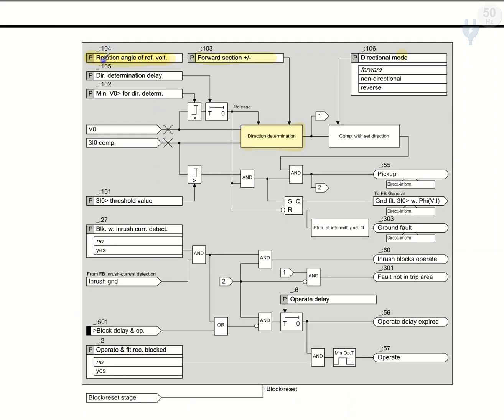In the previous session, we discussed the rotation angle of V reference and how much we should give the settings. We discussed what the rotation angle is and what the V reference is in the second session. In the third session, we discussed the setting values according to our system, how much we should give the value of rotation angle, and the forward and reverse direction determination. Now we are discussing further the selection of the direction mode.